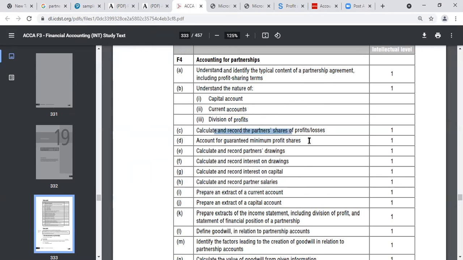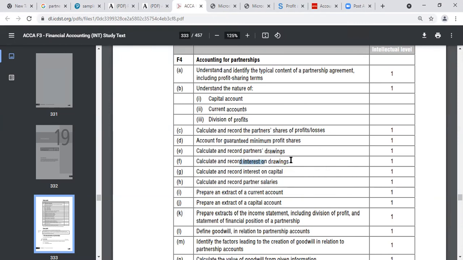Things to do with calculating partners' share of profit and losses, accounting for guaranteed minimum profit shares, recording partners' drawings, and interest on drawings. Now, the drawings come in because partners also remove money from the company. So we have such cases. Then we also have, of course, recording interest on drawings. When partners take drawings, we definitely charge them interest.